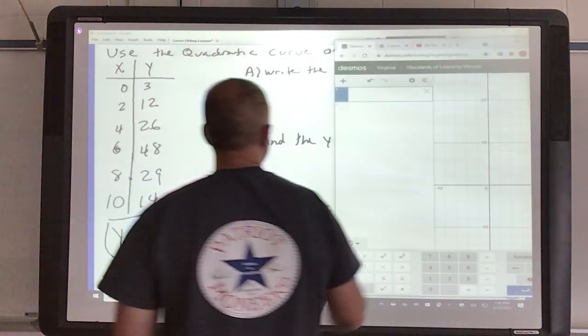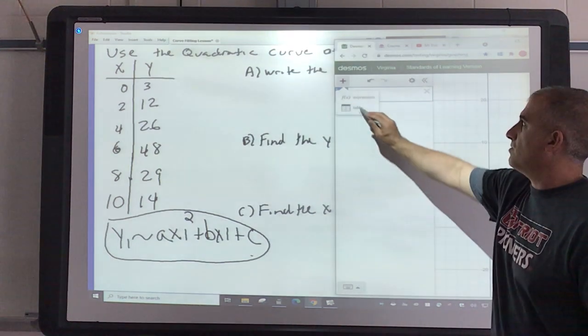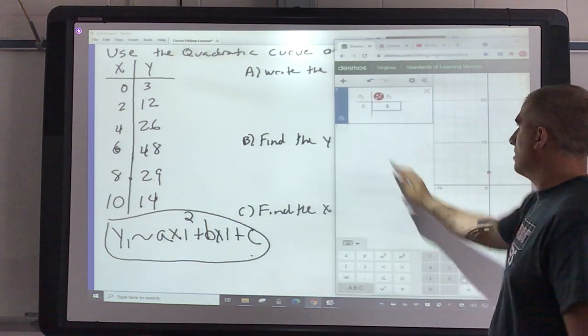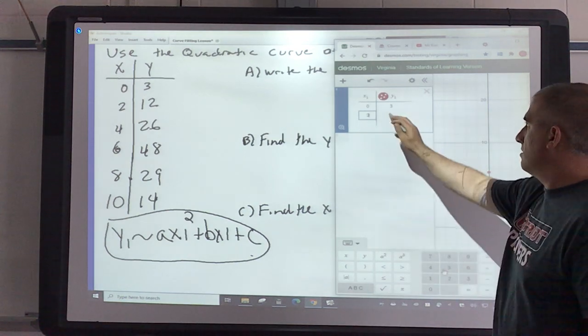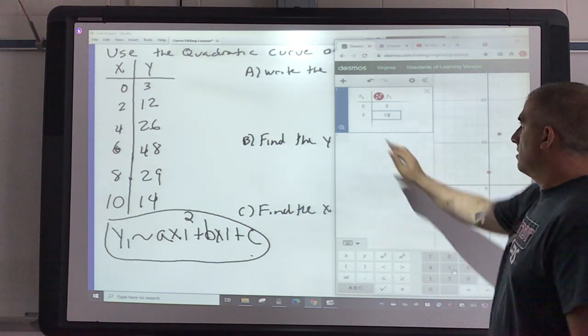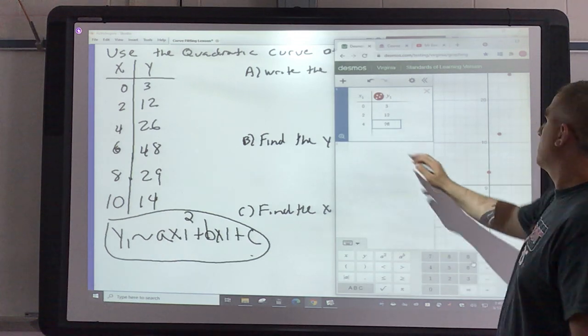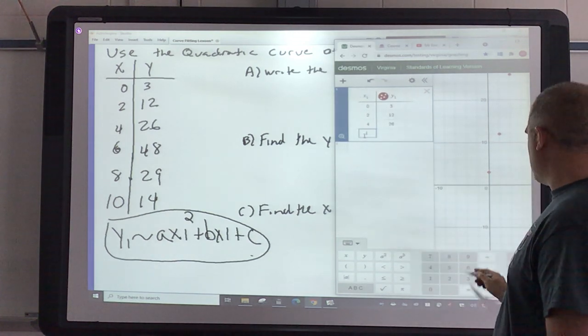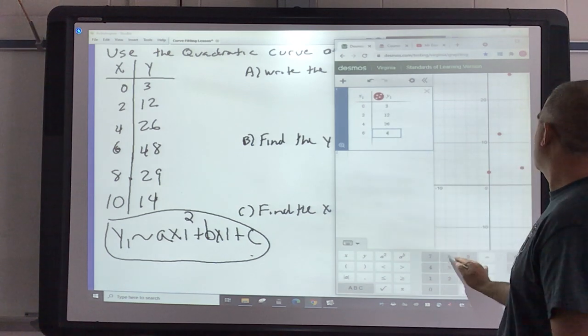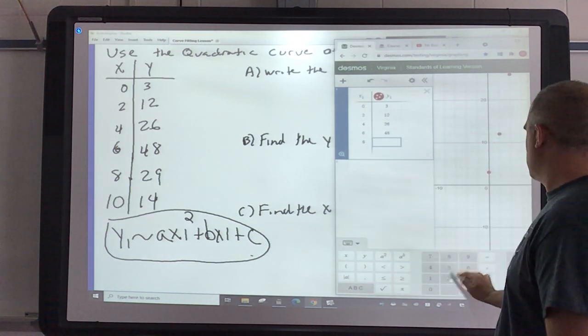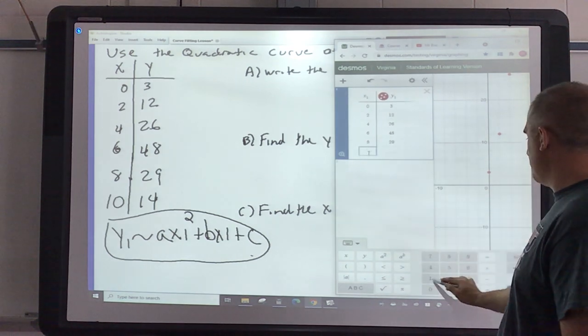Okay, so we're going to go into Desmos. We hit the little plus, we hit the table. All right, 0 and 3, 2 and 12, 4 and 26, 6 and 48, 8 and 29, 10 and 14.